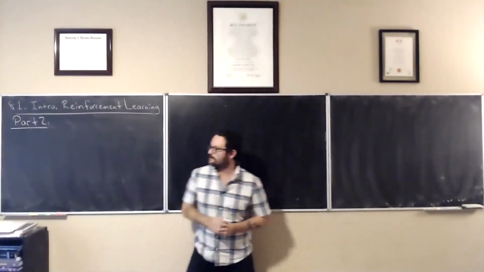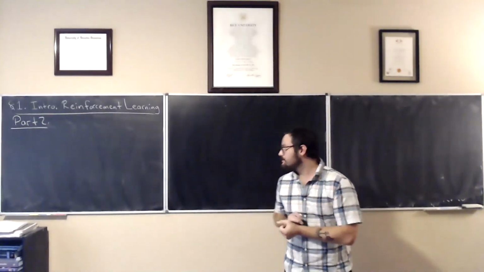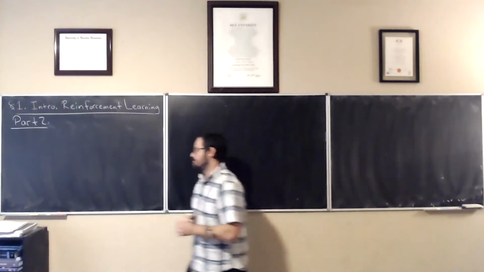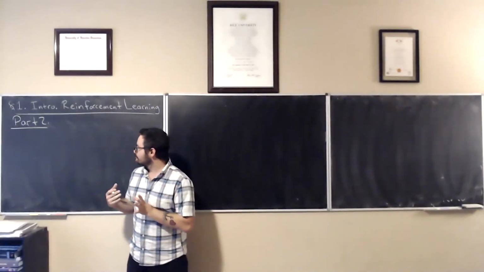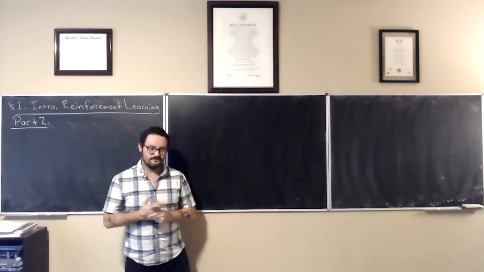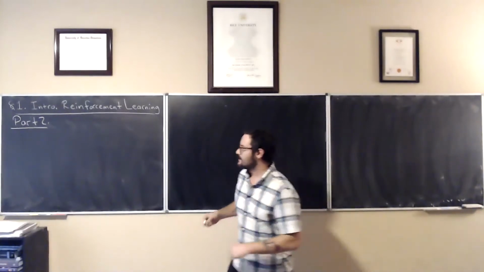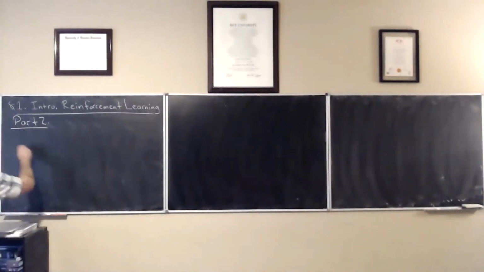Okay, so this is the continuation of my video on Introduction to Reinforcement Learning. This is part 2, and this is going to be more of a formalism. We're going to define what we need in order to do our first algorithm, basically. Okay, so in order to do that, we need to formalize our notation.